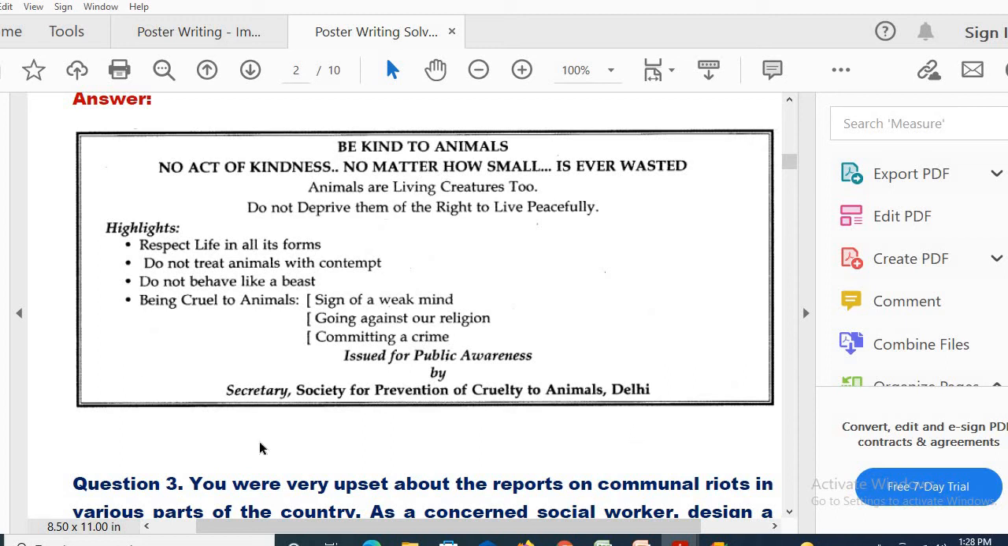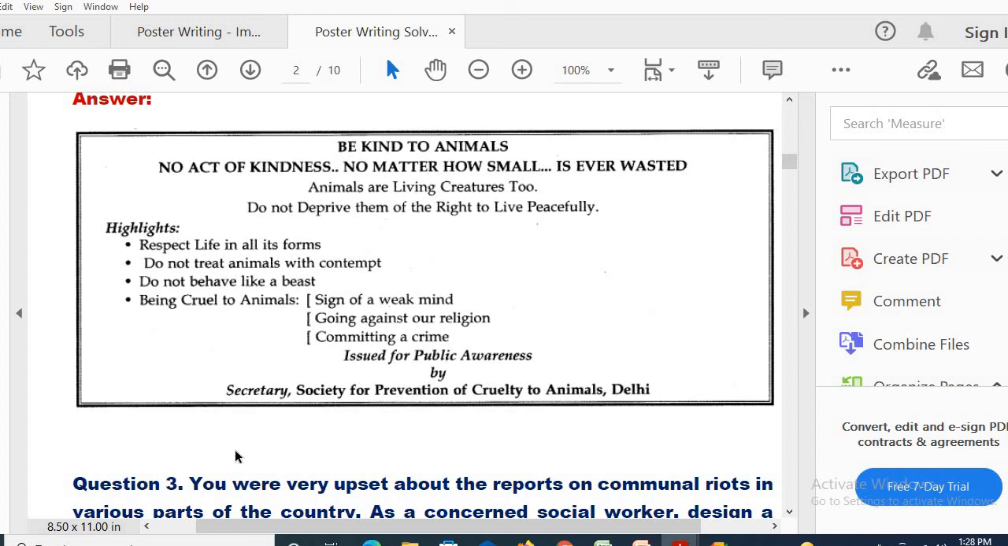See here, and obviously I have given a lot of examples for you all, follow all those. It will be very easy for you. And in the exam also, the question will be easy. So if you practice, you will succeed. See now, no act of kindness, no matter how small, is ever wasted. Animals are living creatures too. Do not deprive them of the right to live peacefully.